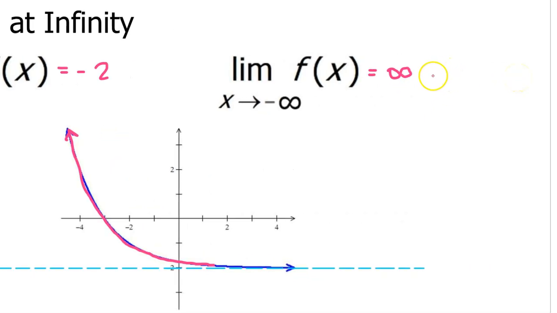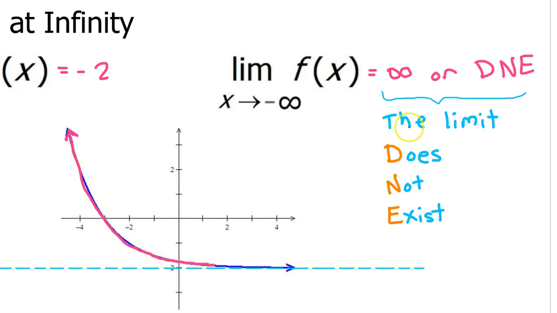Or in calculus, when the limit is infinity or negative infinity, we also can say that the limit does not exist. And we abbreviate that DNE. It makes sense that the limit does not exist in this case because as the input values decrease without bound, the output values do not approach any specific value.